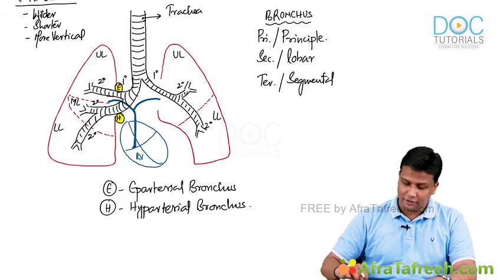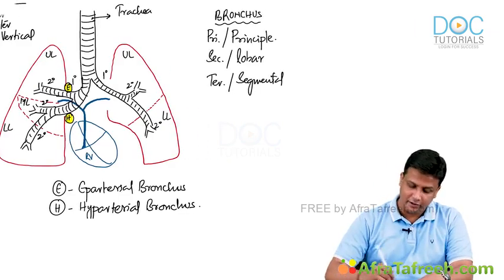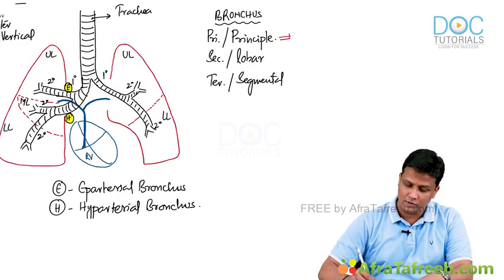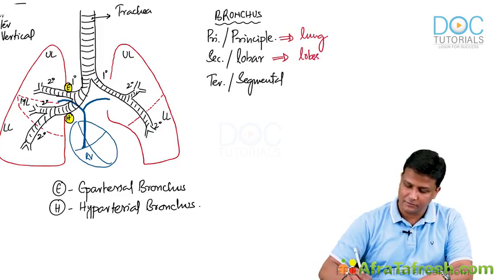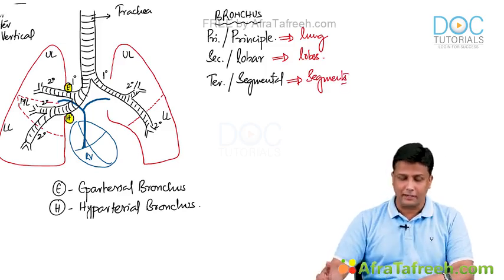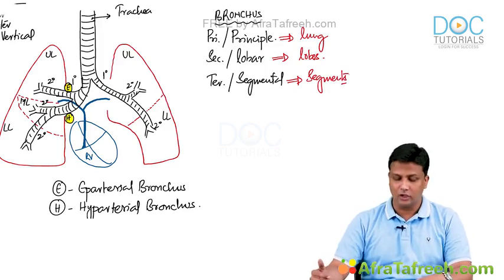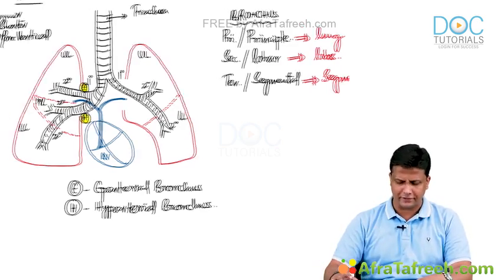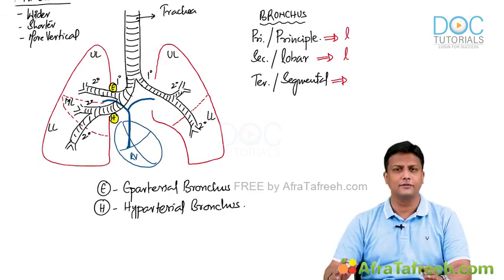Perfect. And one more thing I would like you to add here. The primary bronchus is the one which will be supplying the lung. The secondary bronchus is the one which will be supplying the lobes. And the tertiary bronchus is the one which will be supplying the segments present inside the lobes. So primary, secondary, tertiary: the lung, lobes and the segments, guys. Perfectly done.